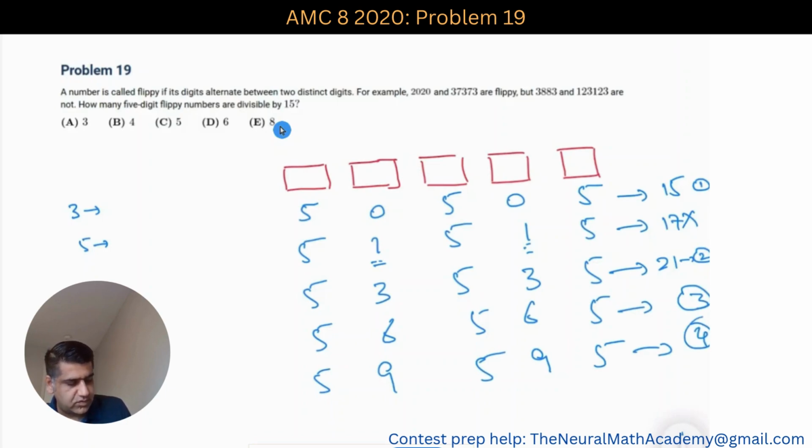So the answer for this question is then 4, that is B.